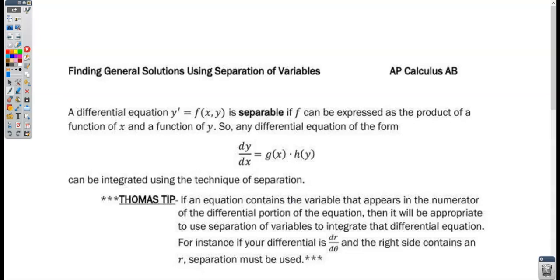Alright everybody, welcome back. In this video we are going to talk about information from section 7.6 of AP Calculus, finding general solutions using separation of variables.